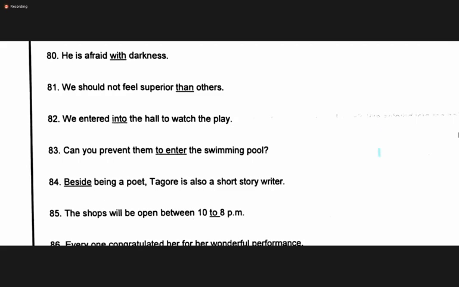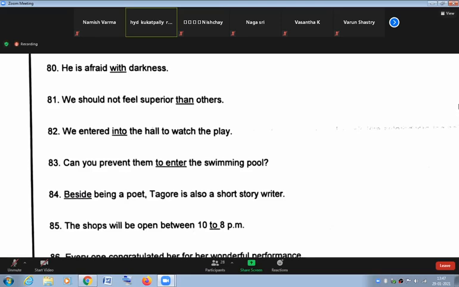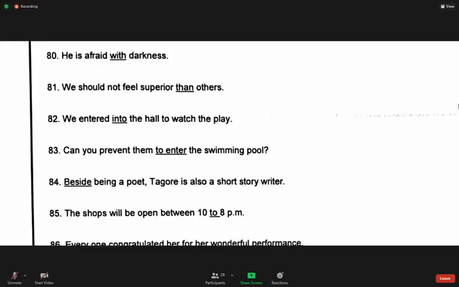Right. Next, 85. The shops will be open between 10 to 8 p.m. Between 10 and 8. Here the preposition to is wrong. Between is followed by and; from is followed by to. Remember, after between, use and. If from is used, use to. So between 10 a.m. and 8 p.m. Of course, that is wrongly printed, but the preposition is and. Remember, that is important.